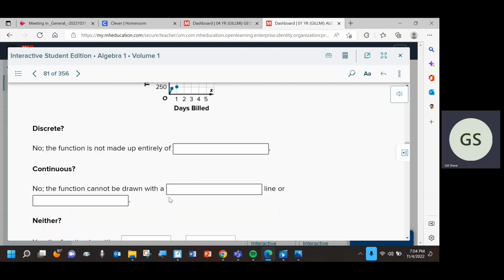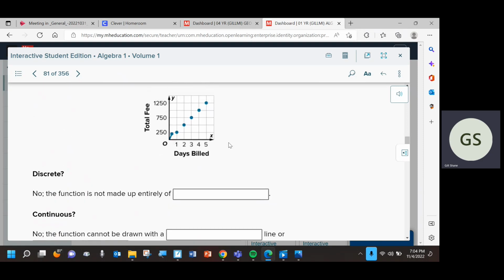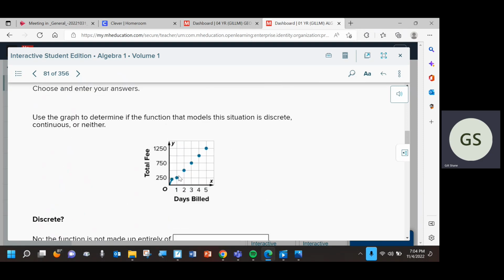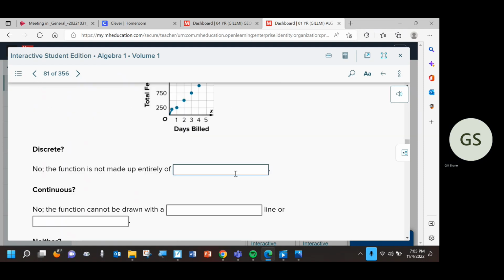Did not do any word problems. If we were identifying this, though, it's not a dead straight line. It's not exactly individual points. If you see right here, there is a connection from this point to 0, 0. So even though that kind of looks discrete, it would actually be considered neither.